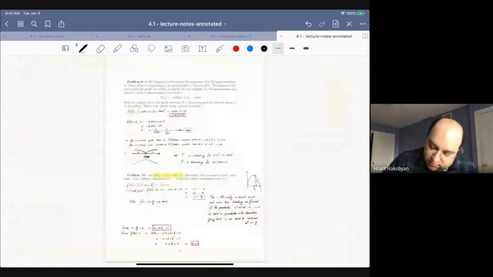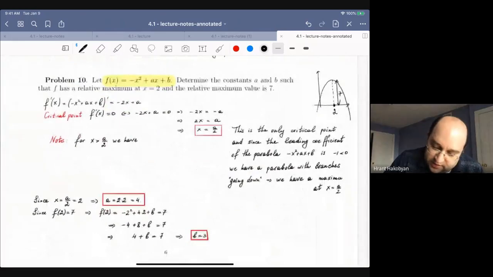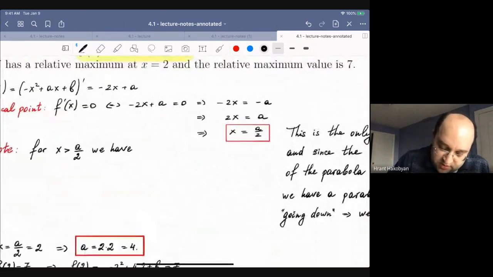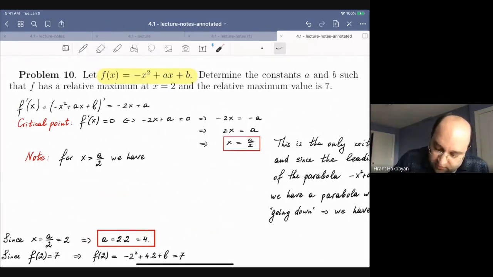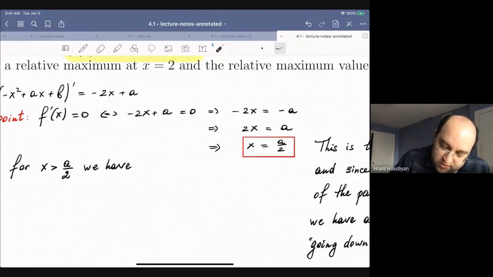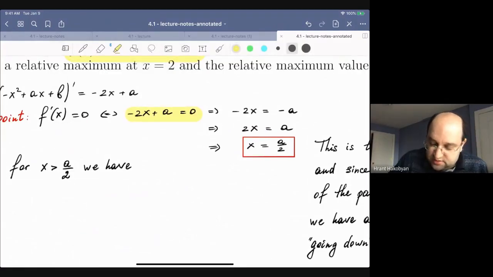Okay, so here we were at this problem. Again, we want to find a and b so that these things are satisfied. What we found is that the critical point is the place where the derivative is equal to 0. So our equation is negative 2x plus a is equal to 0. If we solve for x, we're going to get this.